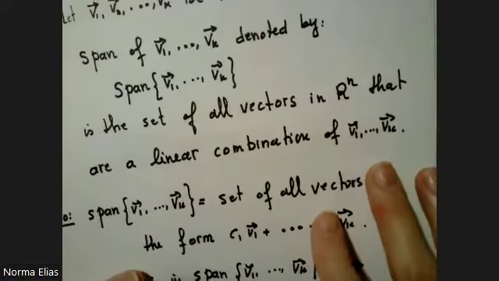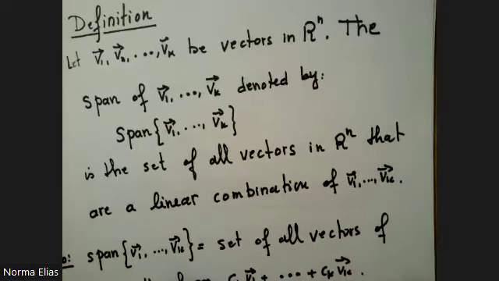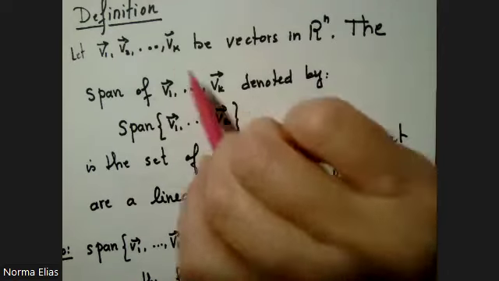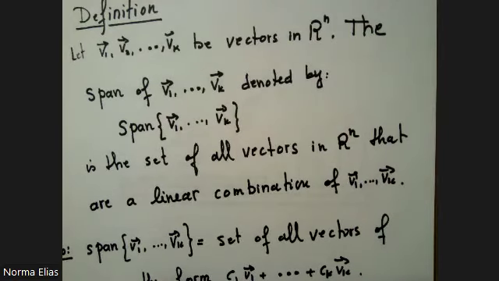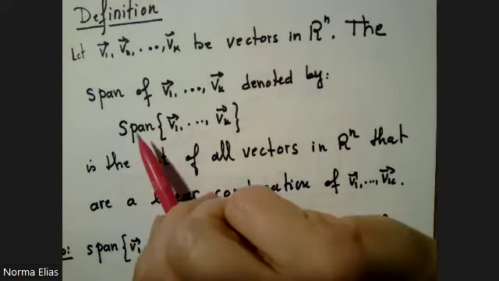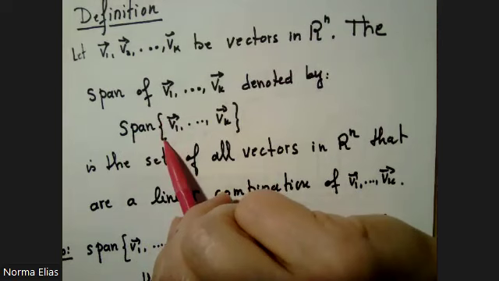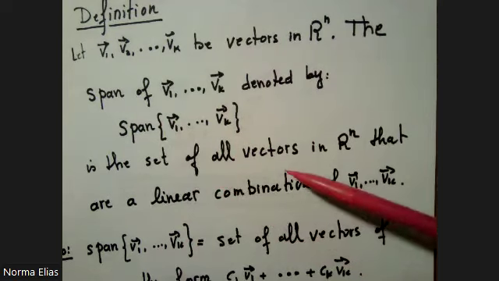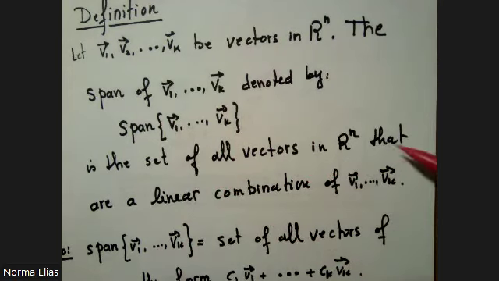All right, so now we defined the span rigorously and then we work with it. Definition. Let V1 through Vk be vectors in Rn. So it means each one of them has n entries. The span of V1 through Vk, so it's a new set, a new collection of stuff, and we use this to denote span(V1 through Vk), is the set of all vectors in Rn that are a linear combination of V1 through Vk.